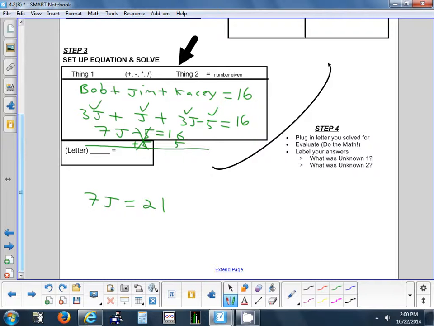Now we know 7J equals 21. How do we get rid of this 7? Divide by 7. Everyone see that? Divide by 7. J equals 3. So J is how much? 3. Okay. So J equals 3. Now we know how many records one person has. Once you know how many one person has, the other 2 are very easy.